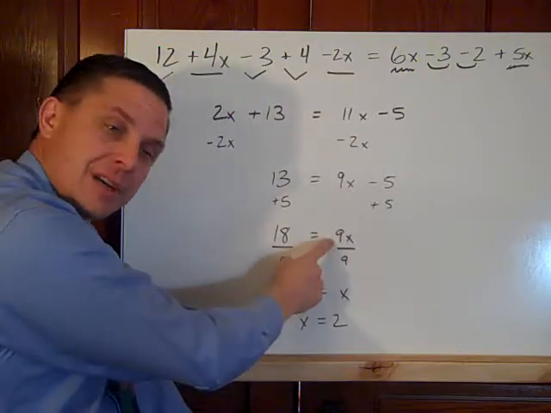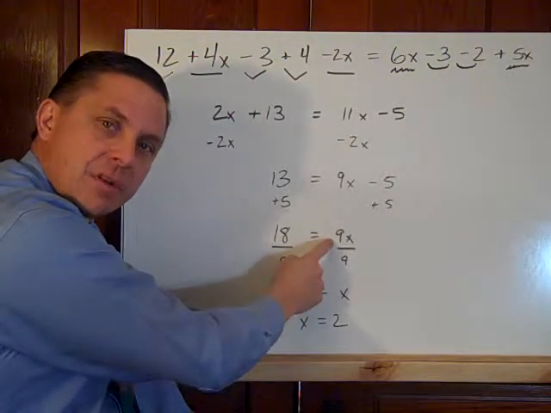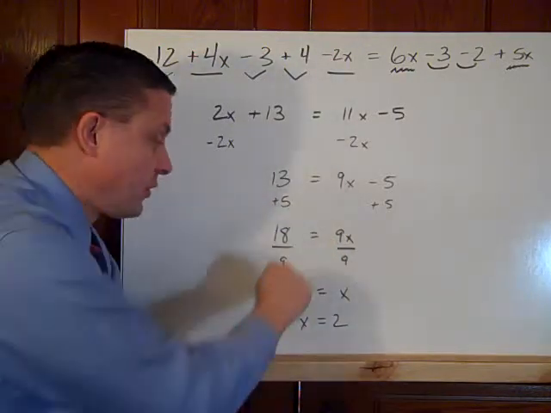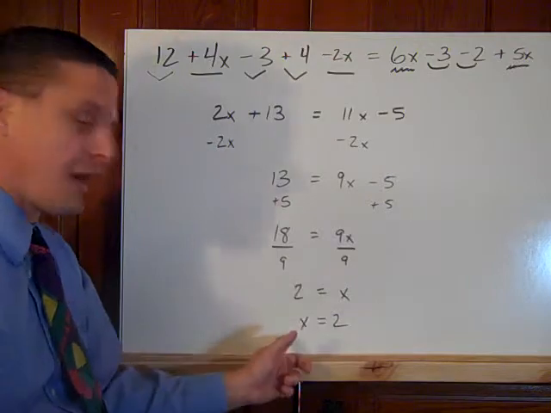Now I look and I say I have 9x equals 18. How do I get rid of multiply by 9? I divide by 9, both sides, every term, there's only 2. And I get x is equal to 2.